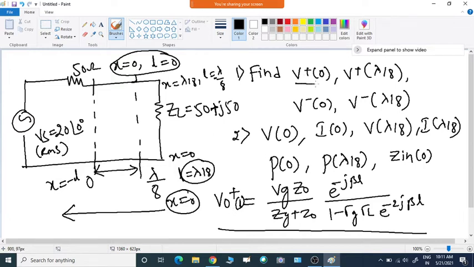Now we have to find out what is V plus of 0. V plus of 0 means x equal to 0. So at this position x equal to 0, we have to put, so what is the length?